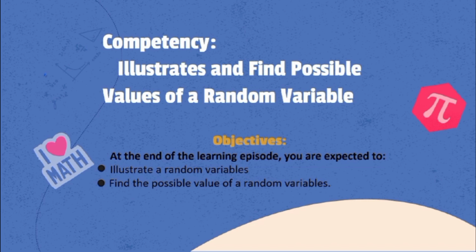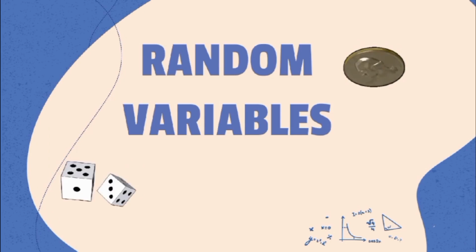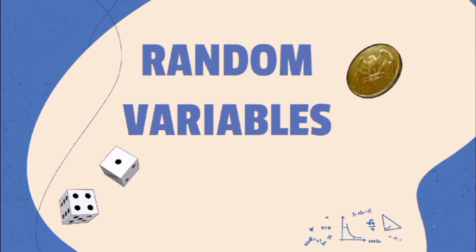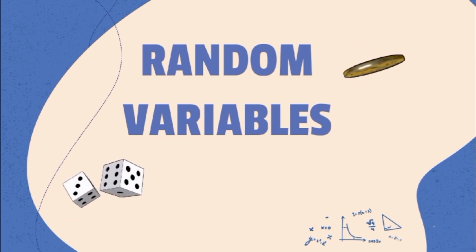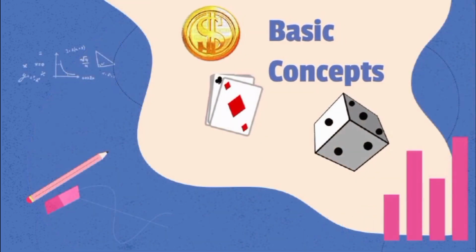Objective: at the end of the learning episode, you are expected to first, illustrate a random variable. Second, find the possible values of a random variable. Don't you know that there are so many situations in our life where the outcome is determined by chance? These outcomes are described mathematically as random variables. In this lesson, we will discuss random variables and how they are present in more situations than we might realize.